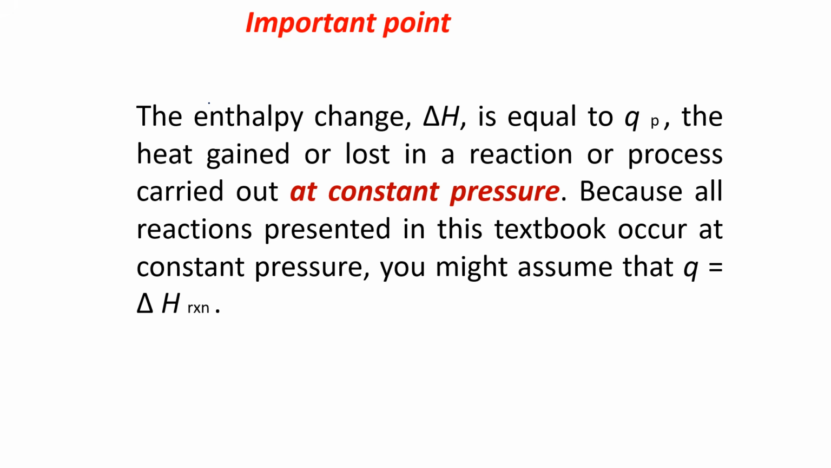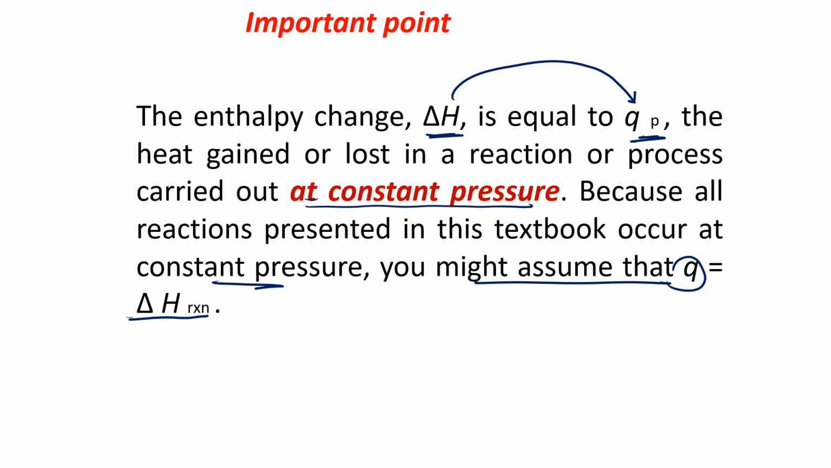A very important point for you to know: the enthalpy change, delta H, is equal to QP. Remember QP is the heat gained or lost in a reaction carried out at constant pressure. In your book, because all reactions presented in the textbook are at constant pressure, you might assume that Q is equal to delta HRXN. Just for you to notice this: sometimes in the book they use the value of Q as delta H reaction because it happens at constant pressure.